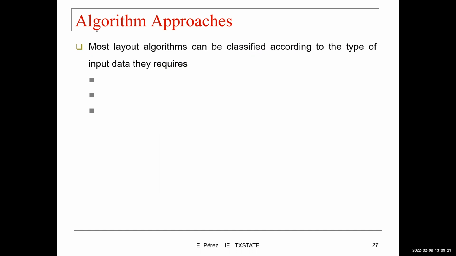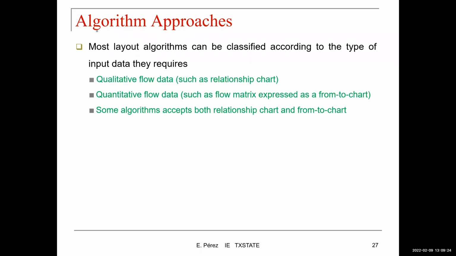Most layout algorithms can be classified according to the type of input data they require. So we talk about these different types of data: qualitative flow data, such as a relationship chart; quantitative flow data, such as a flow matrix expressed as a from-to chart. And some algorithms accept both relationship chart and from-to chart. Okay, so it could focus on qualitative data, it could focus on quantitative flow data, or it could use both types of information, relationship chart or from-to chart.